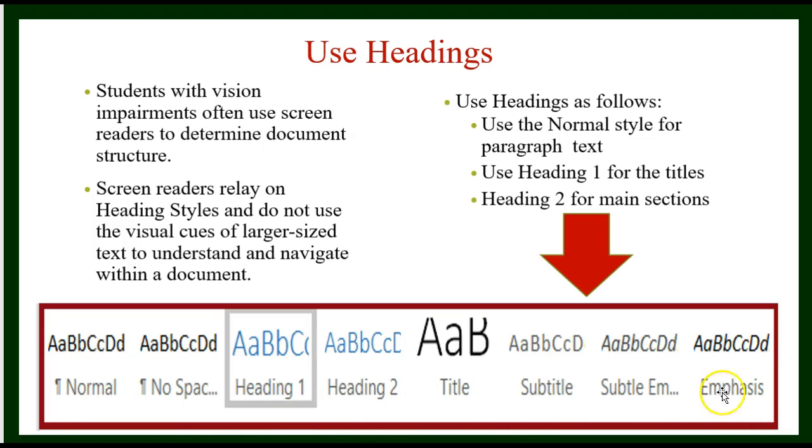Headings typically are found in the home ribbon of Microsoft Word, and it looks similar to this. And for headings, you usually want to use this general rule. For anything that's normal text, just normal paragraph, you want to use the normal style. And that is the default that shows up in Microsoft Word. You don't have to do anything to change it. It's the default that automatically shows up in there. If you're using titles, you want to use heading 1. And if you're using an outline that uses different sections, you want to use heading 2.